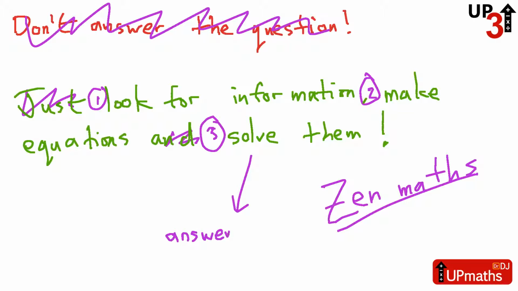Do I really mean don't answer the question? Well, I'm trying to be zen, so it's like, well, I mean what I mean. I'm trying to give you an idea. This is a way of approaching things. If you're looking at a question, you're like, I've got no idea what to do, maybe try this approach. Let's look at the next page.